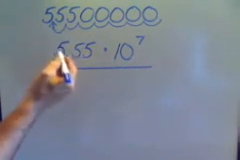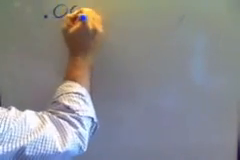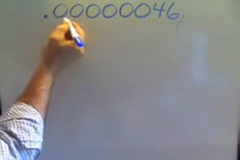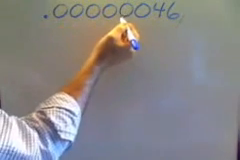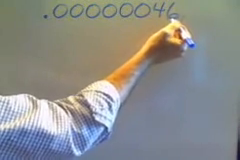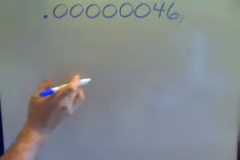Let's see what we have to do to change a little number into scientific notation. Remember that little numbers begin with the decimal point and then usually a whole bunch of zeros until finally we get to some significant digits way over here on the right end. Let's see if I can remember how our decimal places work. Tenths, hundredths, thousandths, 10,000ths, 100,000ths, millionths, 10 millionths, 100 millionths. And so this number is 46 100 millionths. That's a very tiny number.